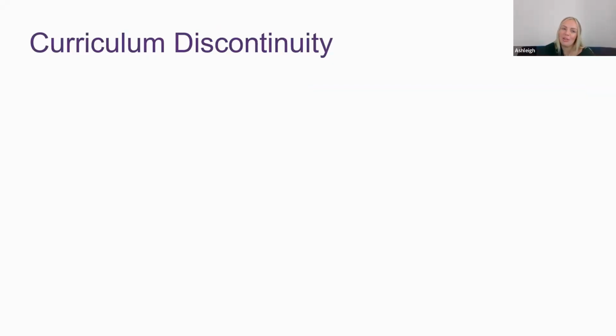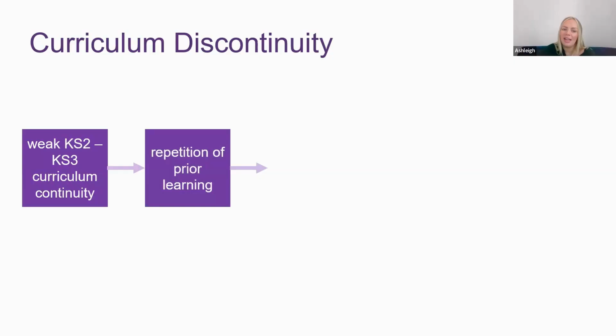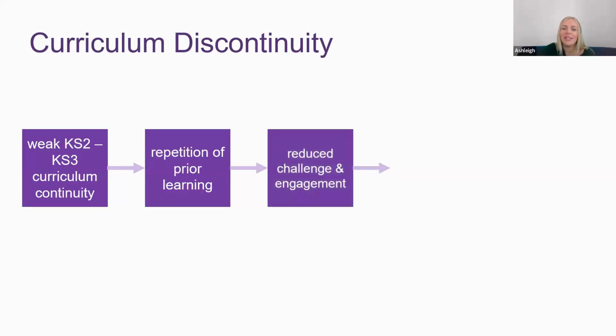Now, the flowchart that I'm going to share with you now, I like to call it the domino effect. This is just a representation of how us potentially reteaching could cause a larger issue across a long period of time. If we have weak curriculum continuity from Key Stage 2 to Key Stage 3, we are very likely to repeat prior learning. If we repeat prior learning, which, as I said, I do think I've been guilty of, and I see lots of curriculums where we do these introductory lessons, as Ofsted have pointed out, this reduces the challenge. Our students then feel this lack of engagement.